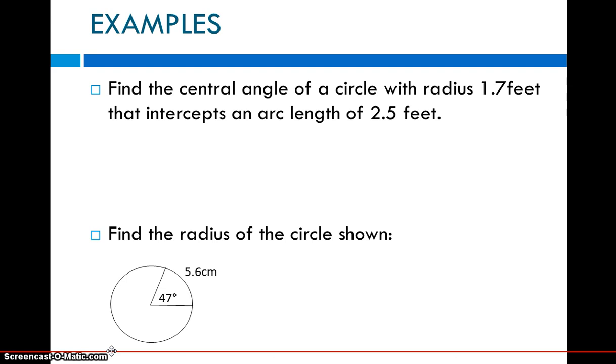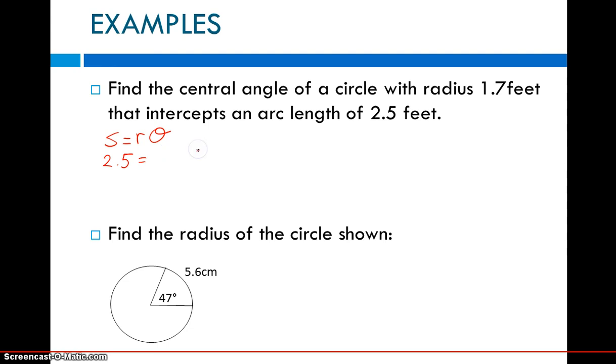So let's look at an example. The first one, what we want to do is find the central angle of a circle with a radius of 1.7 feet that intercepts an arc length of 2.5 feet. So we're going to start with the formula. We know that our arc length is equal to our radius times theta, or our central angle. What we know is that our arc length is 2.5 feet, so let's substitute that in. Okay, and we're given that the radius is 1.7 feet.